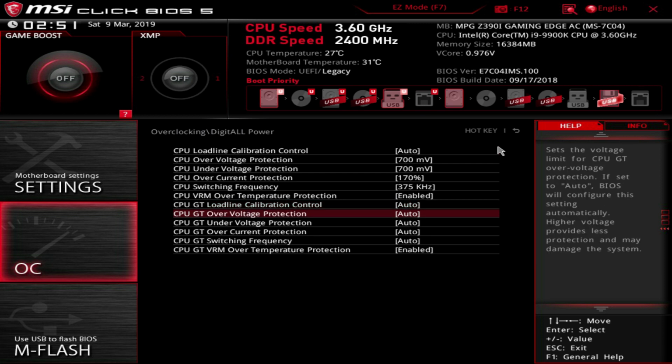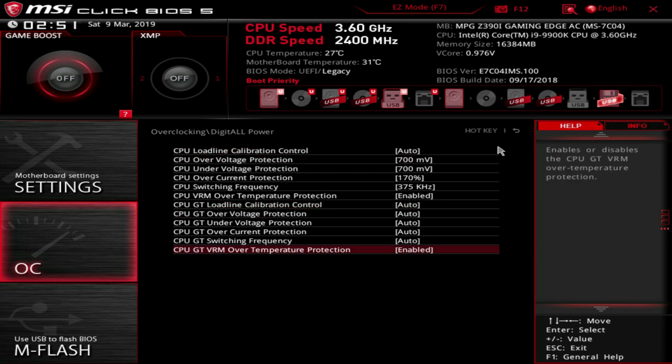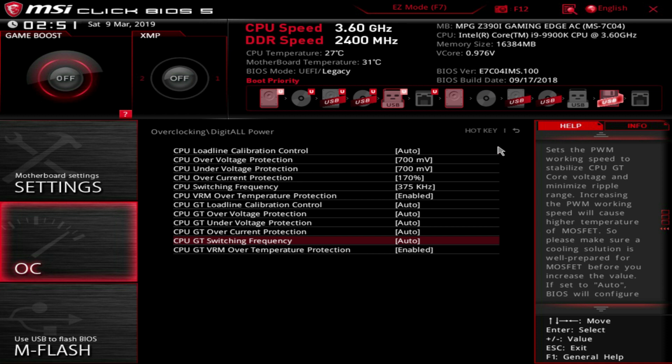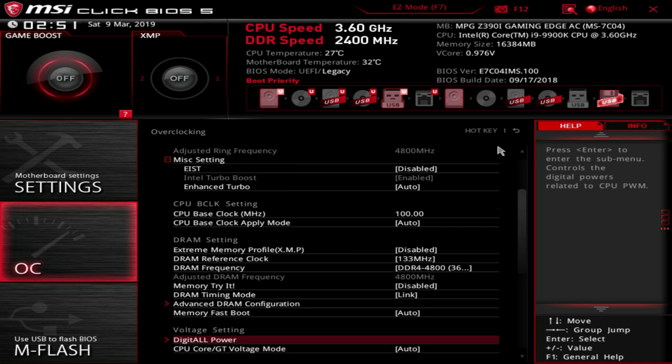Anyway, next we get a whole bunch of iGPU settings, which you can just not bother with because you're not overclocking the iGPU anyway, even if you are using it.